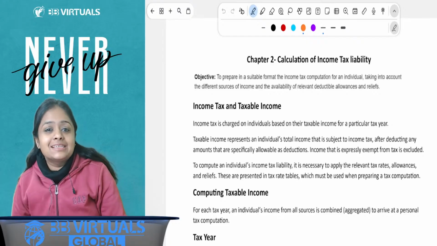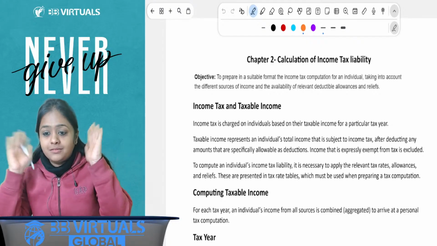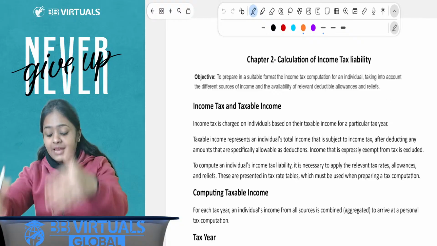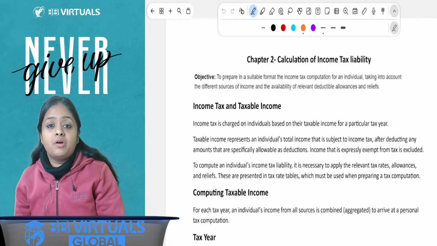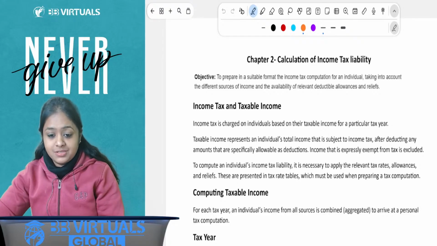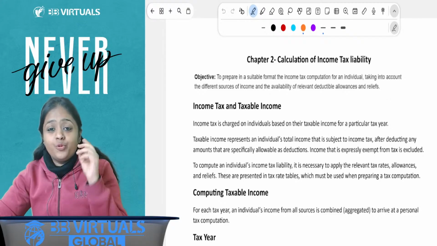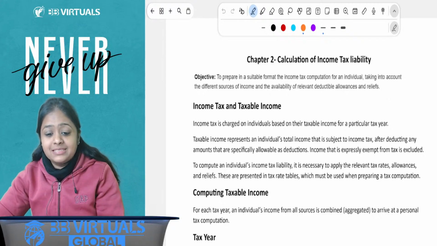So all the tax and ATX students, keep your eyes and ears open. We are discussing the second part of chapter 2, which is about the income tax computations. We're just going to begin in a minute, so get your calculators in place, and we are beginning.